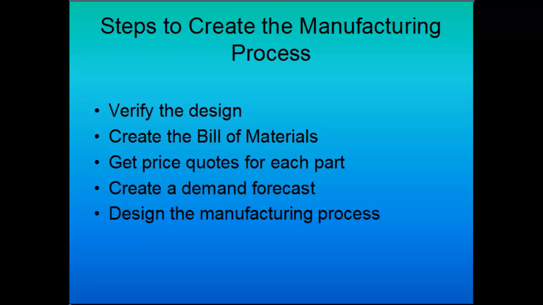There were many things needed to be done before creating the manufacturing process. After verifying the design, the next step was to create a bill of materials. This helped me determine the different sub-assemblies and which parts went into each. It also enabled me to document the part cost, the shipping cost, and the lead time for each part, which was needed to determine the total cost for each product. The next step was to get price quotes for each of the manufactured parts. This let me complete the bill of materials.